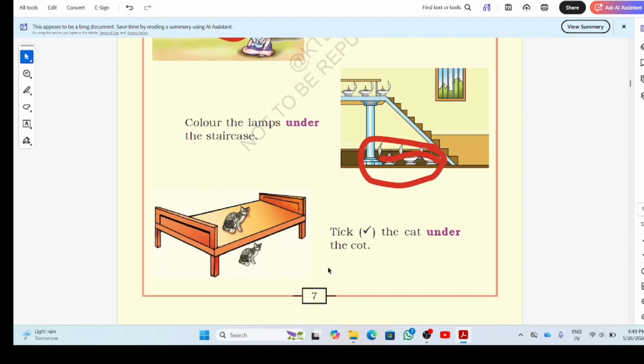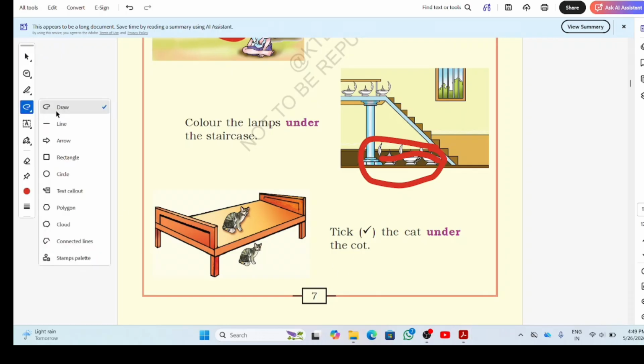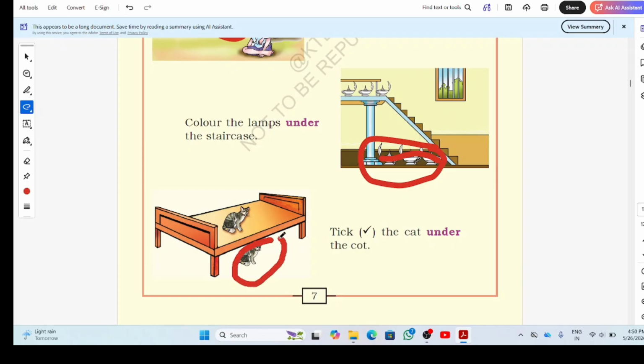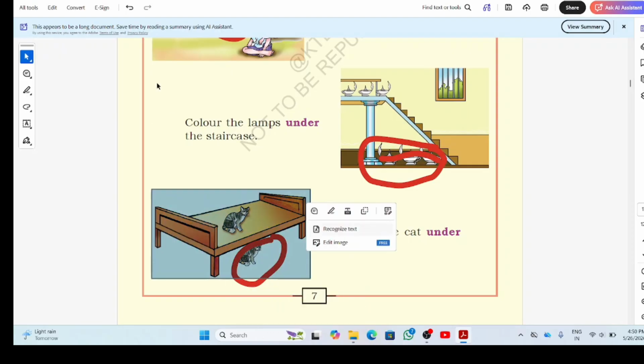Next we have two cats, one is sitting on the cot and one is under the cot. What they said, tick the cat under the cot, not on the cot. So this cat is under the cot.